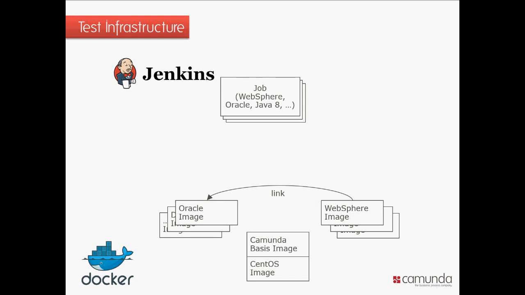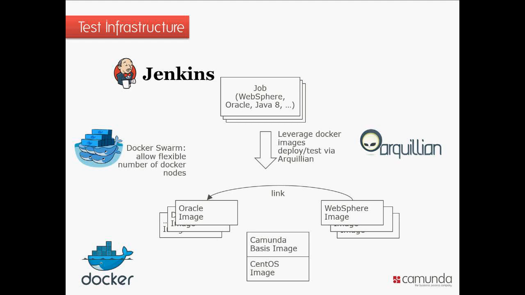Then we run a Jenkins, our CI server, which has a lot of jobs with all the combinations running. Then we leverage Docker infrastructure in order to basically start the right image from Jenkins when the job starts. And then we use Killian in order to run the test cases on the right server.